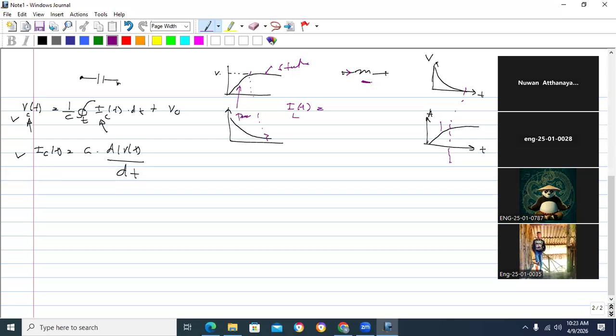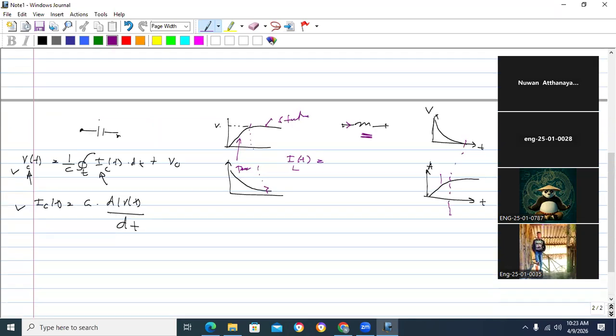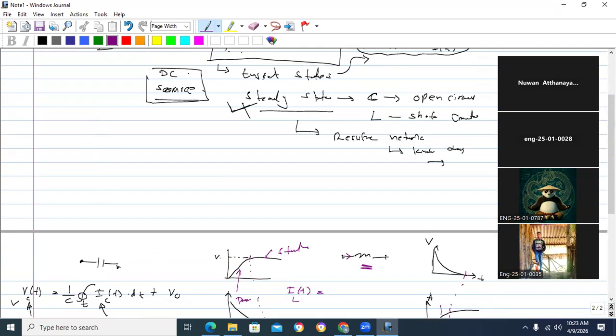That means it is a short circuit. The current will be high. And in this case, current will be 0. That means the capacitor is open circuit. So that is why I asked you to remember, at the steady state, capacitor is an open circuit, inductor just like a short circuit.